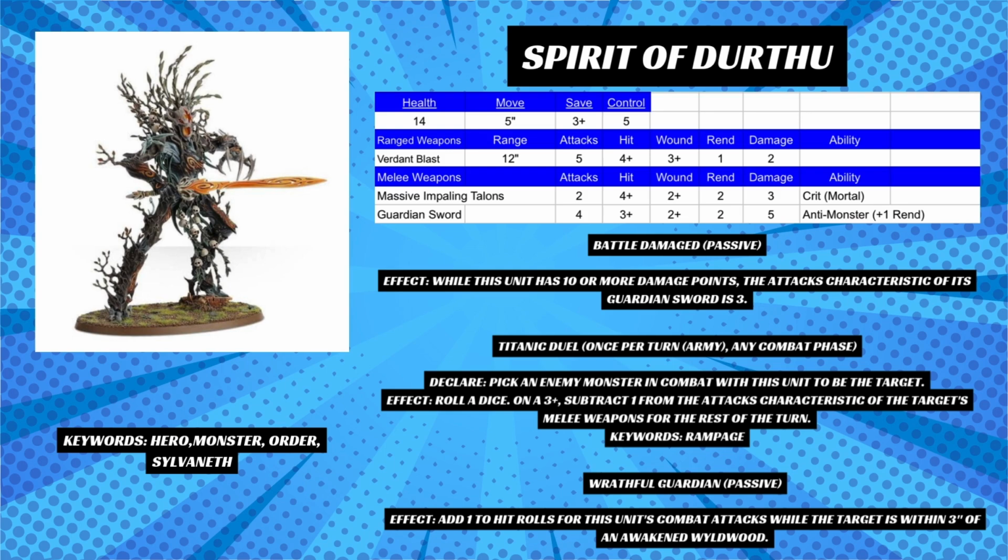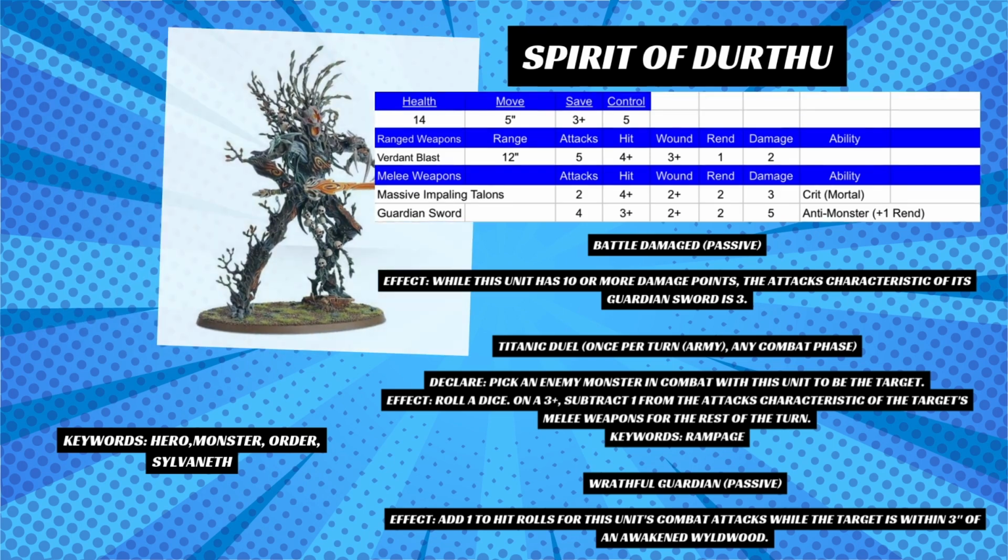Titanic Jewel, though, is its Rampage ability, where you can pick an enemy monster in combat with this unit to be the target, and on a 3+, subtract 1 from the attacks of their weapons. And Wrathful Guardians means you actually get to add 1 to your hit rolls for any of your combat attacks where you're attacking an enemy unit within 3 inches of an Awakened Wildwood. Get away from my trees.